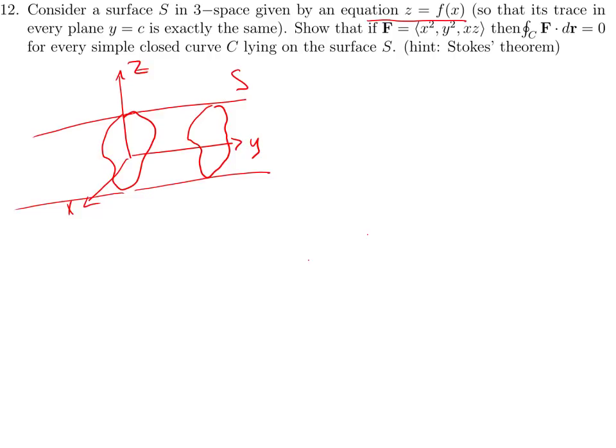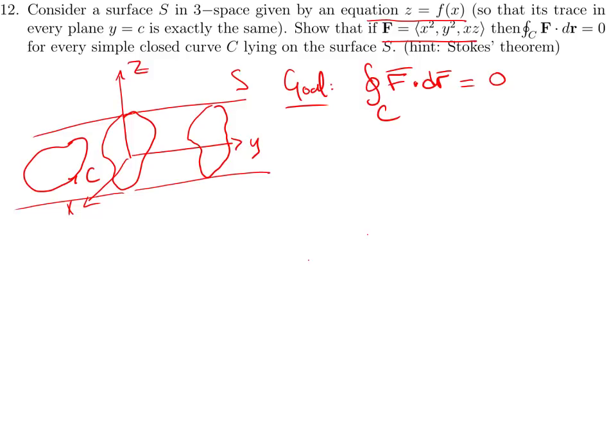And now we're asked to show that for some specific vector field f, the line integral of f along every closed curve lying on the surface is 0. That seems kind of amazing. So the statement is, in the surface, you can have a simple closed curve C, and we're asked to show that for every such curve, that's infinitely many curves, the line integral of this vector field is 0 for every curve. And the hint is to use Stokes' theorem.